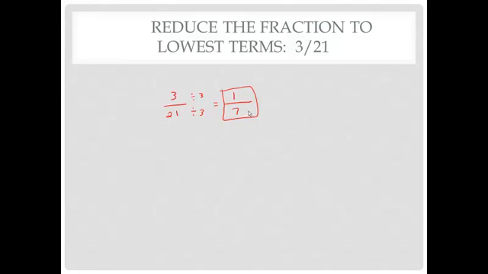And that's been reduced to lowest terms because there's nothing else that'll go into both 1 and 7 besides 1. So you just keep dividing by common factors, and you have to divide the top and the bottom by the same number to keep the fraction equivalent until nothing else will go into each one of your numbers. So 3 divided by 3 is 1. 21 divided by 3 is 7.